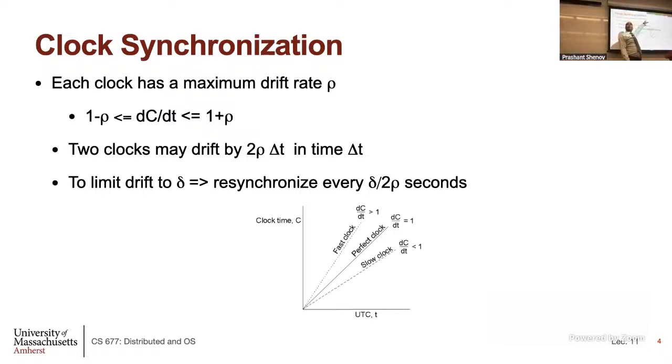They will have a drift parameter rho. So they will either run faster than real time or slower than real time. If you're faster than real time, that means you are advancing along this dotted line labeled fast clock. So here your slope is 1 plus rho. Every time time advances by 1 second, the clock advances by 1 plus rho seconds. And if you're slower than real time, you are going to have a slope less than 1. The slope, in the worst case, is 1 minus rho, but it will be somewhere in between.